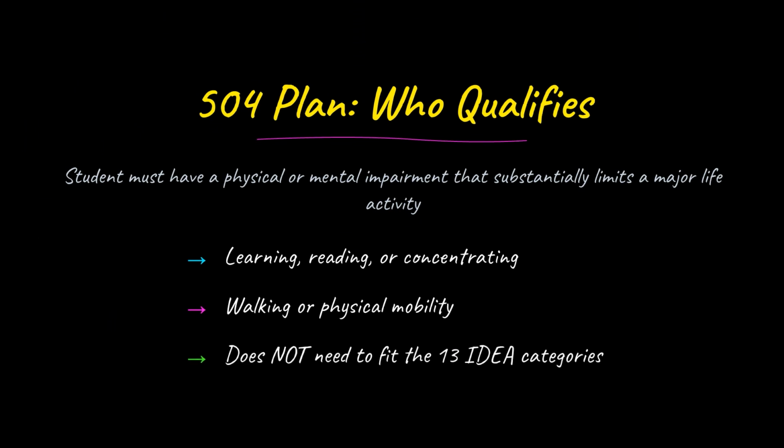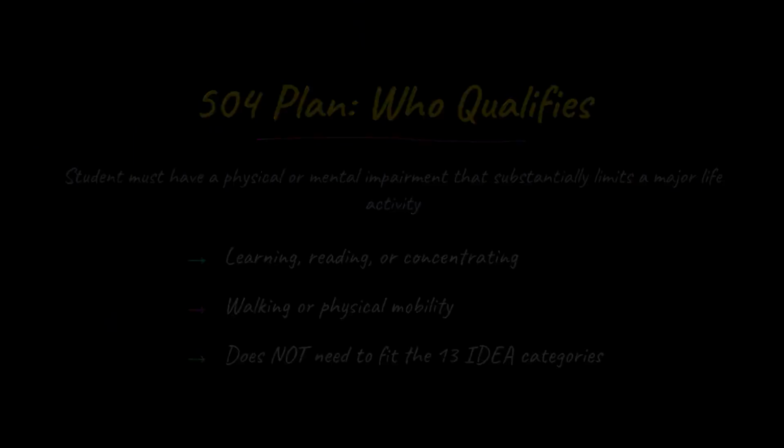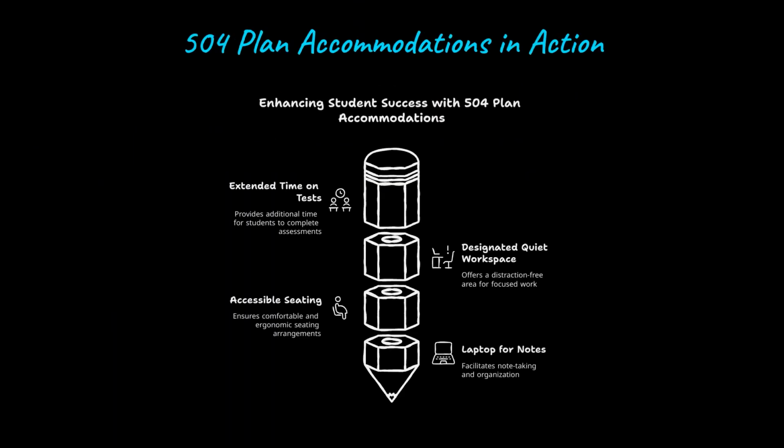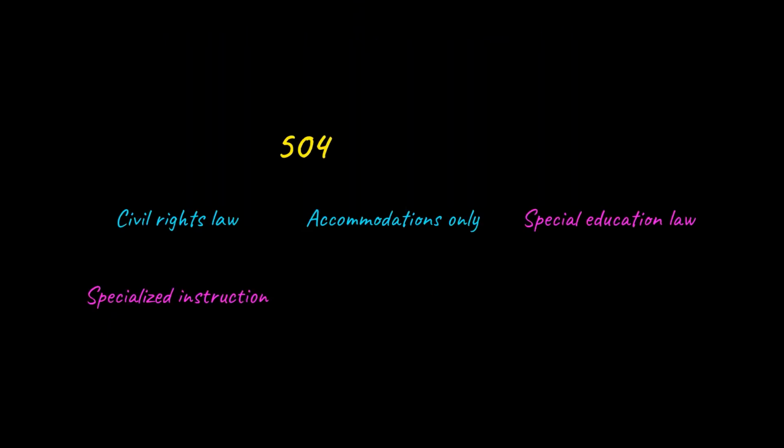Crucially, the disability does not need to fall within the 13 categories required for special education eligibility. In practice, a 504 plan documents specific accommodations: extended time on tests, a quiet workspace, accessible seating, or assistive technology. These change how a student accesses the curriculum, not what the student is expected to learn.